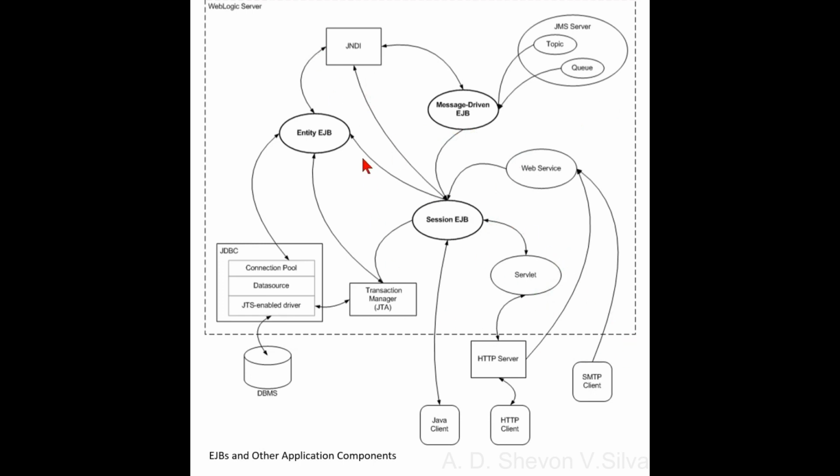For example, here, Java client interacts with Session EJB. Session EJB interacts with the Transaction Manager JTA. Session EJB is connected to Entity EJB, JNDI, and Session EJB interacts with Servlet here.